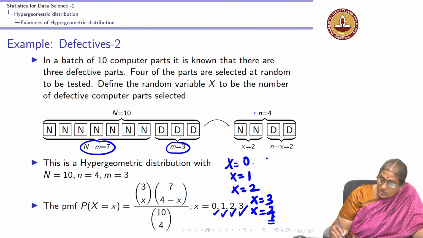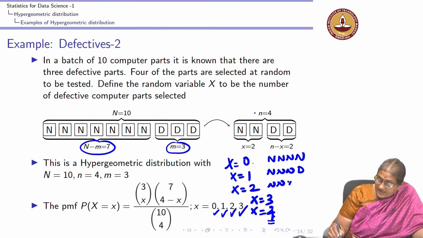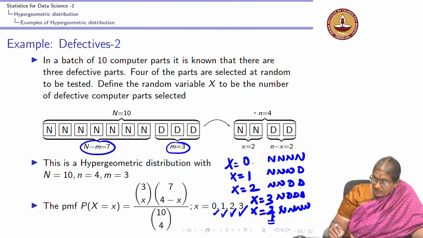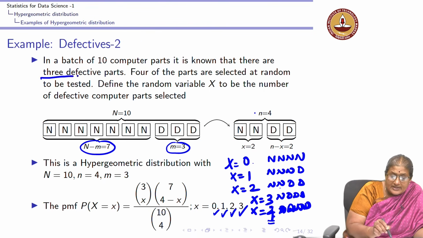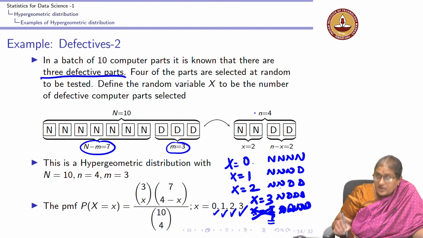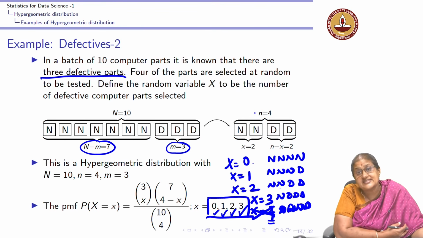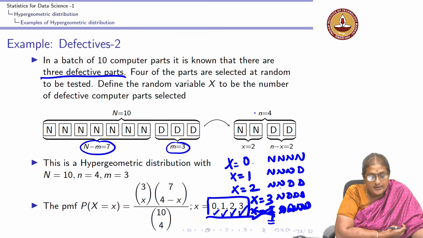X takes the value 0 would imply that all are non-defective. X takes the value 1 would imply I have 3 non-defective and 1 defective. Here this would imply that I have 2 non-defective and 2 defective. Here I have 1 non-defective and 3 defective. This would imply that I have all 4 defective. This case cannot happen because I have only 3 defective parts in total. So, the range of values x can take is 0, 1, 2 and 3.